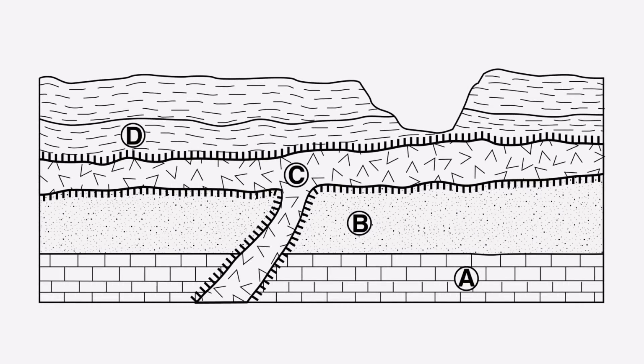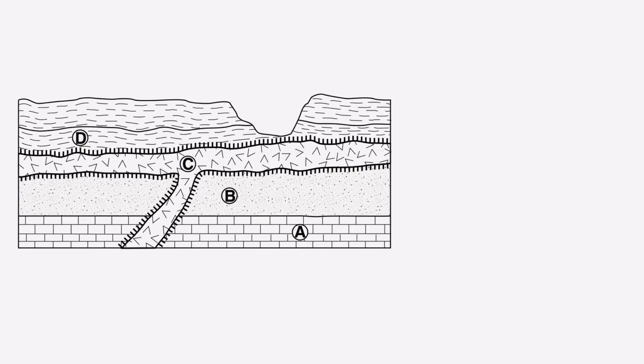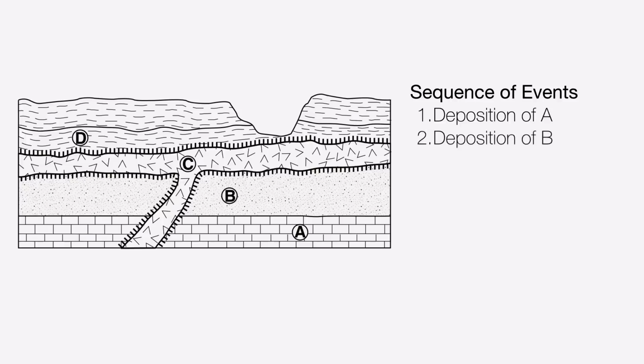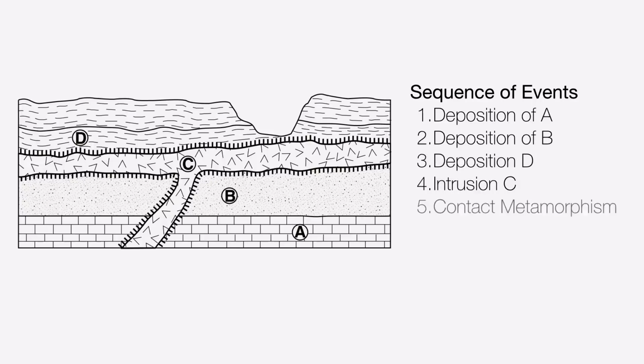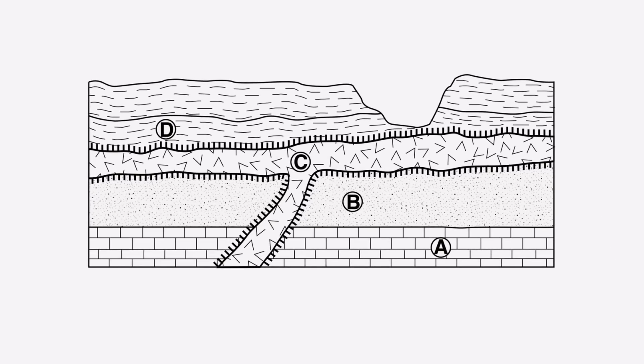Now that's a little bit confusing, so let's look at another example. Here's another cross-section with yet another intrusion. And so let's do our sequence. First, I'm going to have the deposition of layer A, followed by B directly above it. And then in this case, I actually think layer D came next. And then the intrusion and metamorphism, followed by uplift and some weathering and erosion. Now let me explain why I think this is.